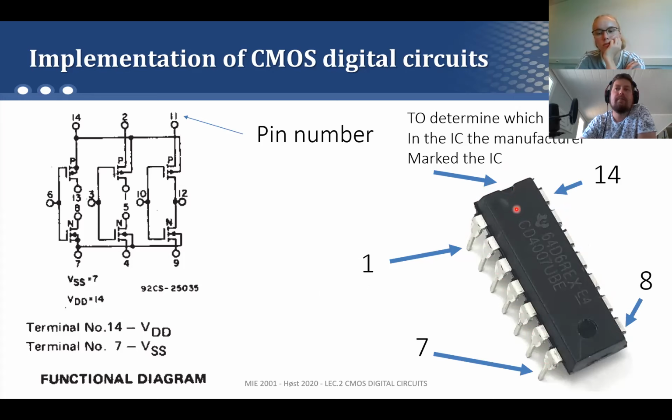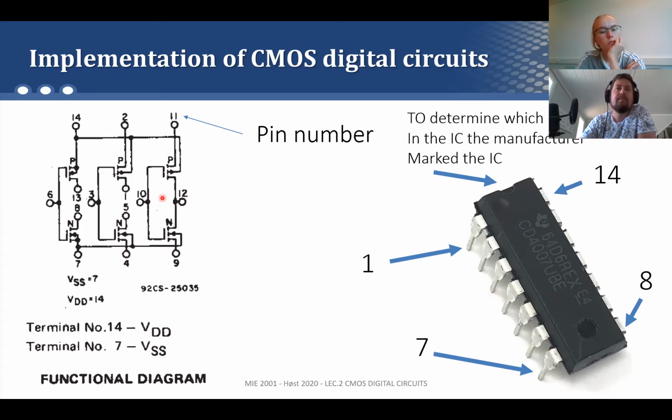And then you understand. So this means that the drain of this NMOS here, you can access it or connect it if you connect to pin 5. The source of this NMOS here, you can connect it if you connect a cable to pin 4, and so on. Okay, I hope this is clear.